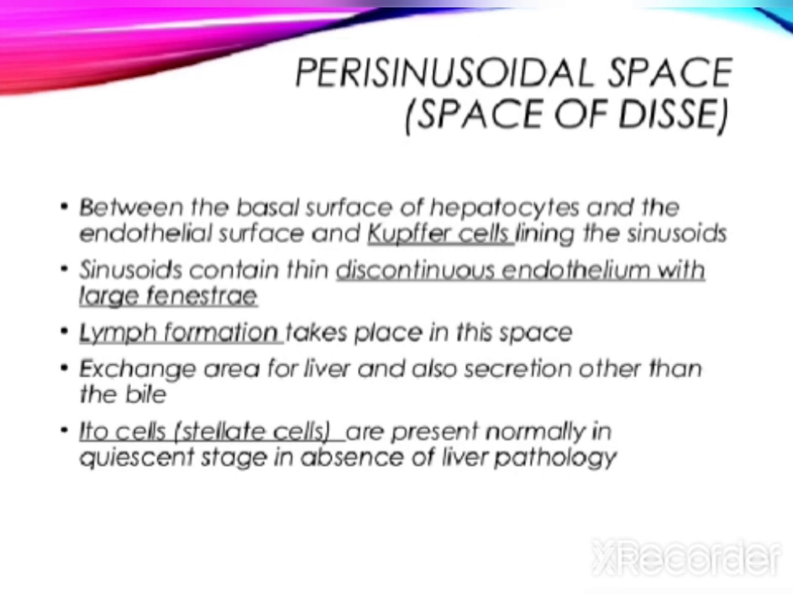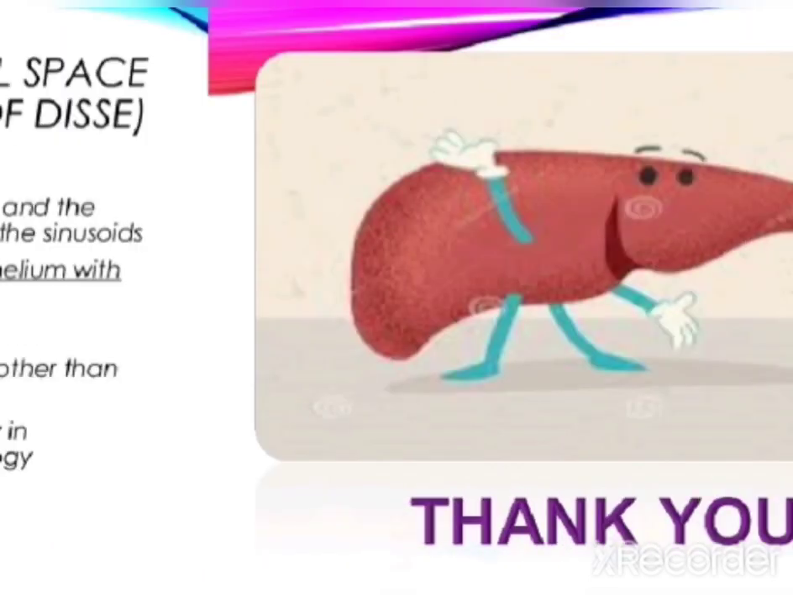Perisinusoidal spaces are the spaces of Disse, between the basal surface of hepatocytes and the endothelial surface of cells lining the sinusoids. Sinusoids contain thin discontinuous endothelium with large fenestrations. Lymph formation takes place in this space. It is the exchange area of the liver and also of secretion other than bile. The stellate cells are normally present in the quiescent stage in the absence of liver pathology.